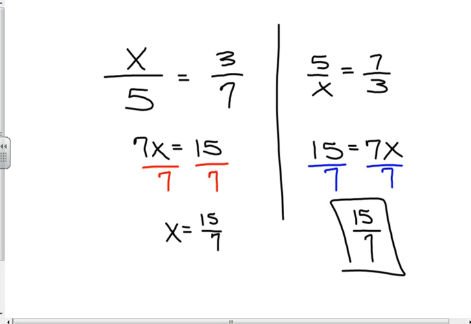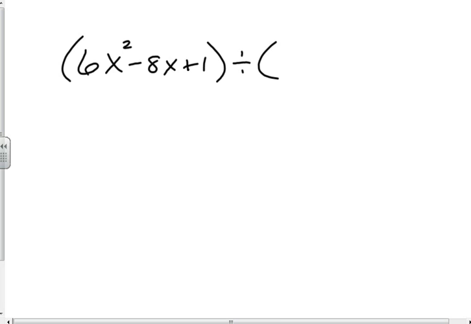Ready then. And then, other than the applications, we're going to have any examples of those. The arch nemesis of division. There will only be one. And it'll be designed to be relatively reasonable. So let's take 6x squared minus 8x plus 1 divided by 2x plus 3.